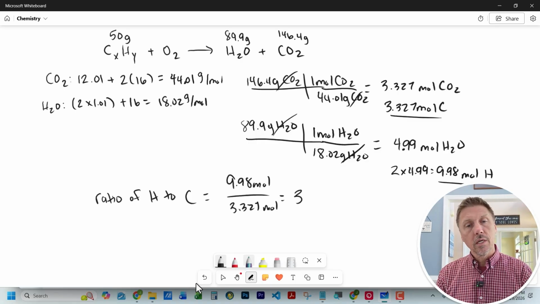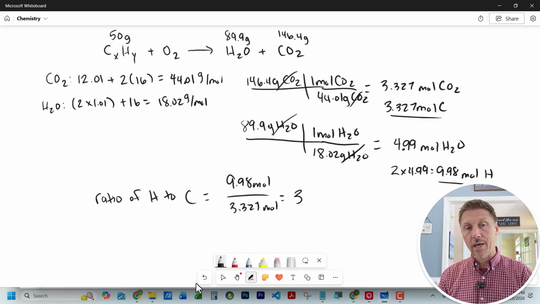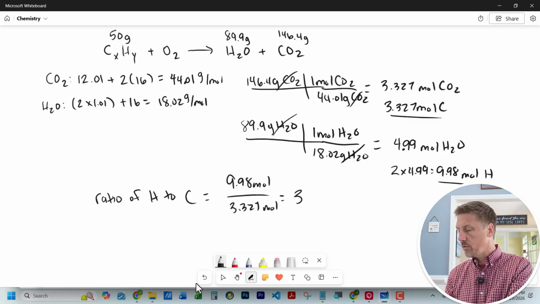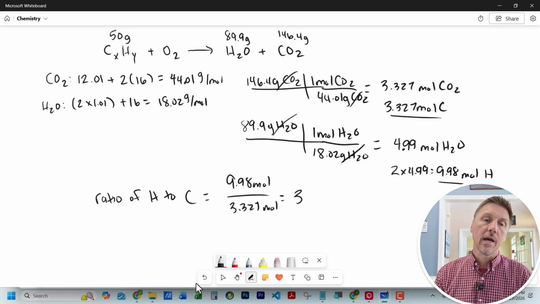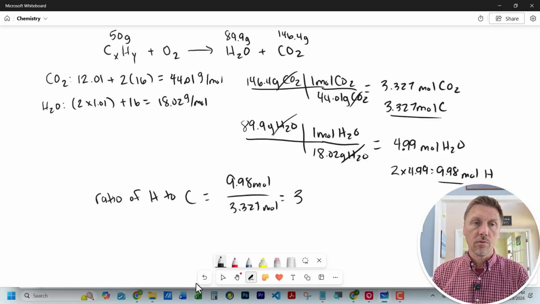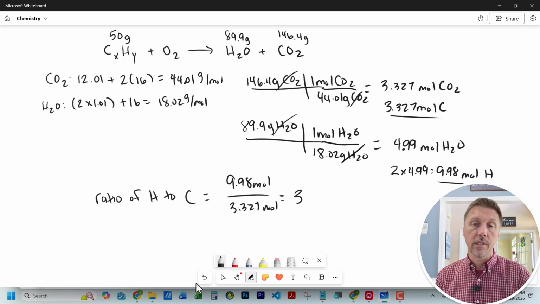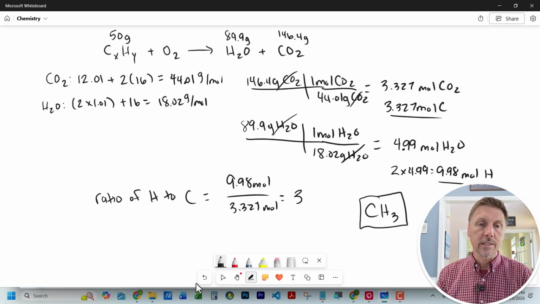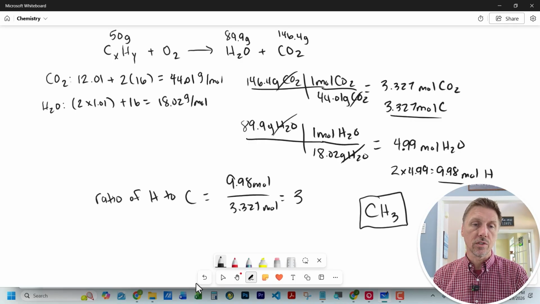So what that means is that for every 1 carbon atom, there are going to be 3 hydrogen atoms. And so the formula for our CH compound that we started with, that we were burning at the very beginning, is going to be for every 1 C, we have 3 hydrogens. So notice what I did: we're doing the ratio of H to C, and we got 3. There are 3 H's for every 1 C. It's a ratio of 3 to 1.